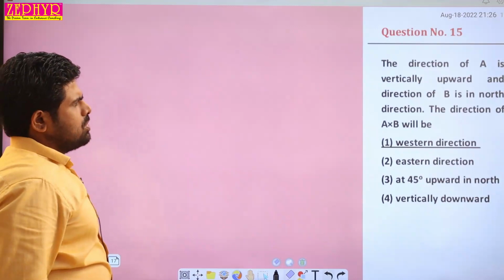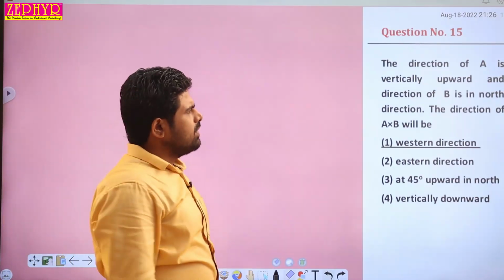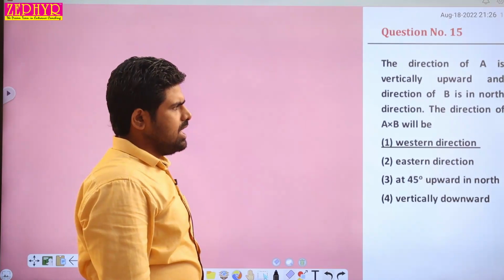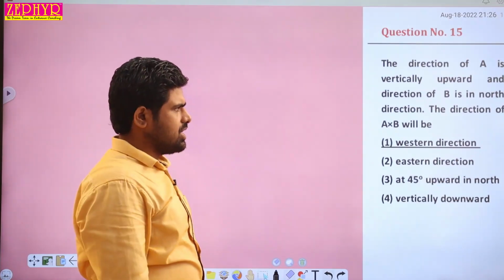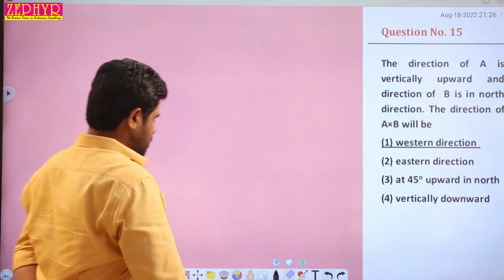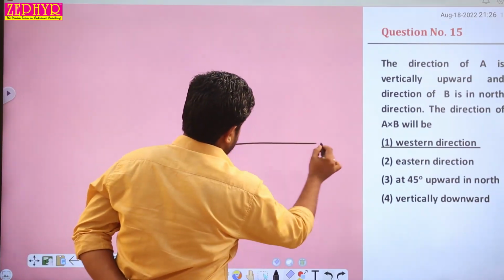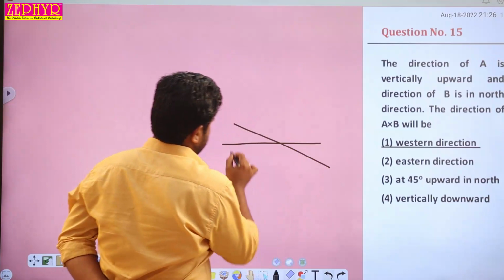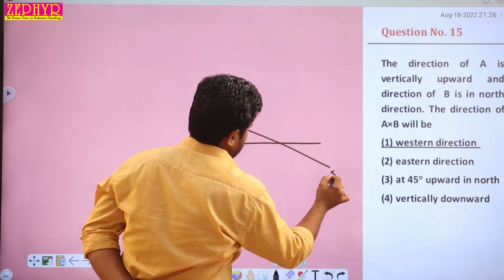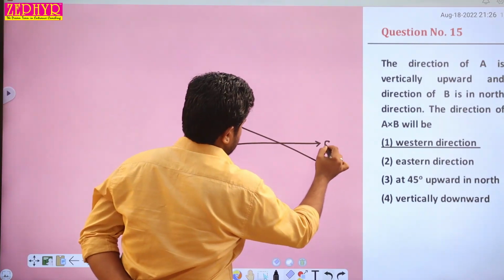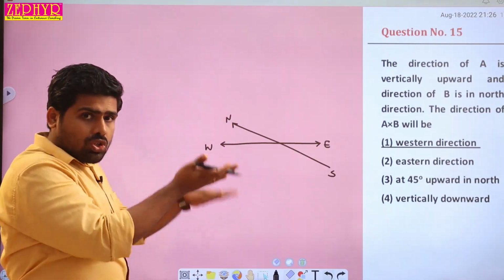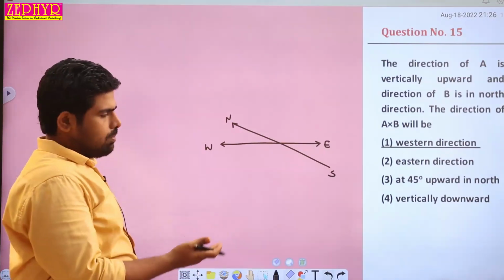Then next question, question number 15. The direction of A is vertically upward and the direction of B is in the north direction. The direction of A cross B will be? So you just consider these are the directions. This one is the north direction, this one is the south direction, this one is the east direction, and this one is the west direction in a horizontal plane.